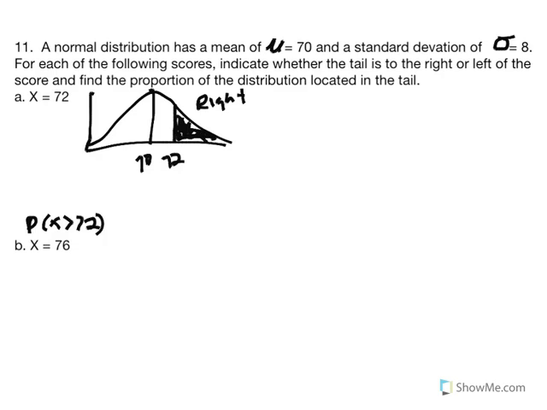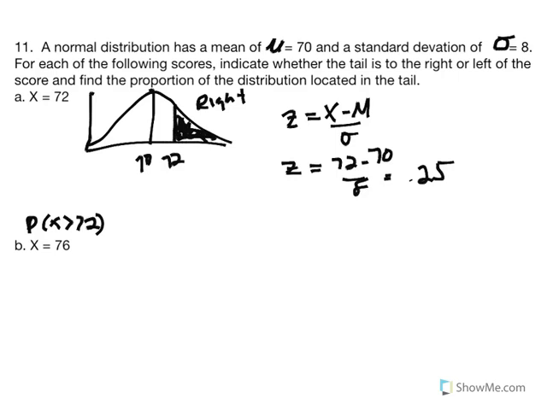Okay, so in order for us to solve this, we're going to have to convert that score into a z-score. So z is equal to x minus mu over standard deviation. Replace variables: z is equal to 72 minus 70 divided by 8. If we do the math, we take 72, subtract 70, and divide by 8, we should get a score of 0.25.